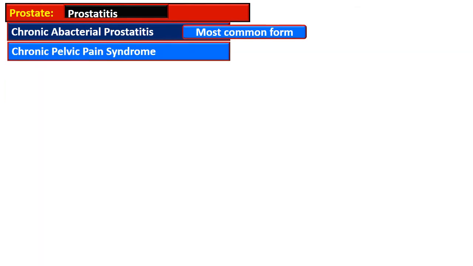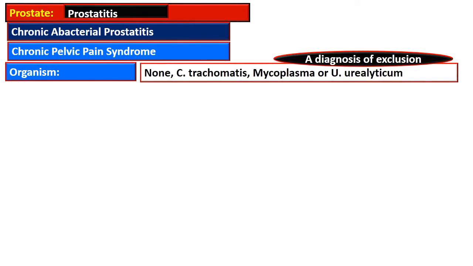The chronic abacterial prostatitis is the commonest form of prostatitis and is also termed chronic pelvic pain syndrome. No organisms have been isolated from this chronic abacterial prostatitis, but in some cases Chlamydia trachomatis, Mycoplasma or Ureaplasma urealyticum are isolated. It is basically a diagnosis of exclusion.